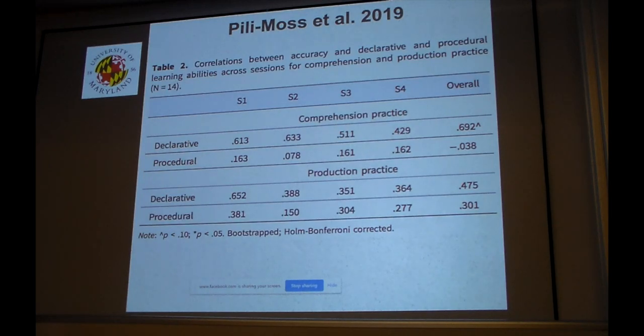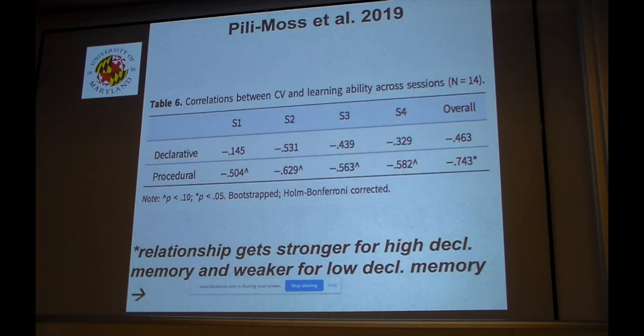All right, so then here is more detail of what she found. For comprehension practice, she found overall declarative memory predicting. But then when she looked at CV, automatization in other words, she found that procedural predicted throughout and declarative did not.